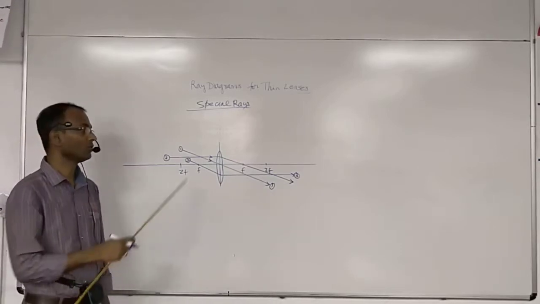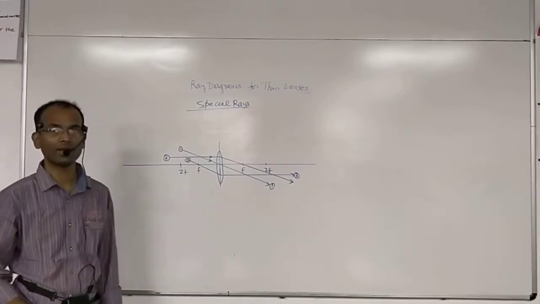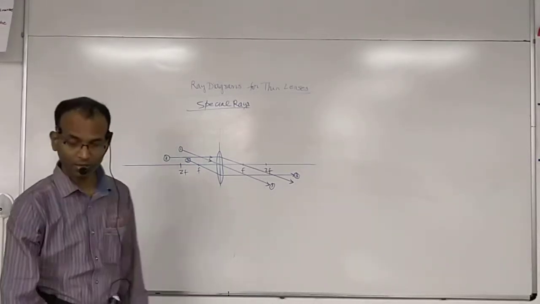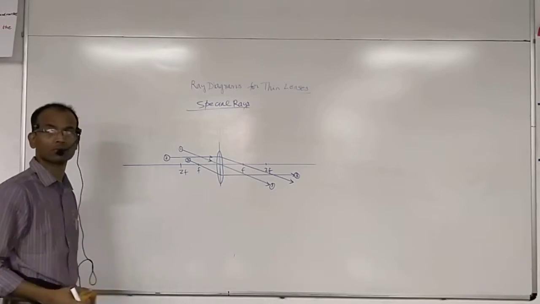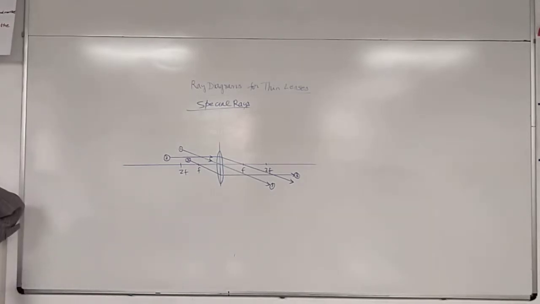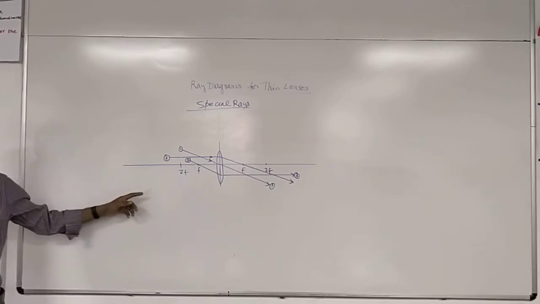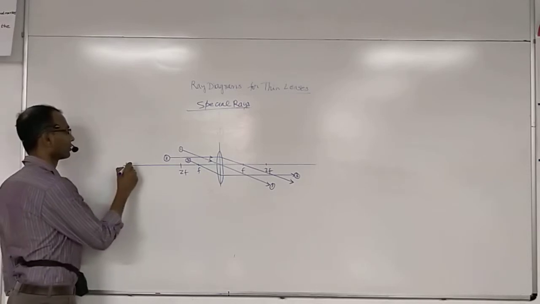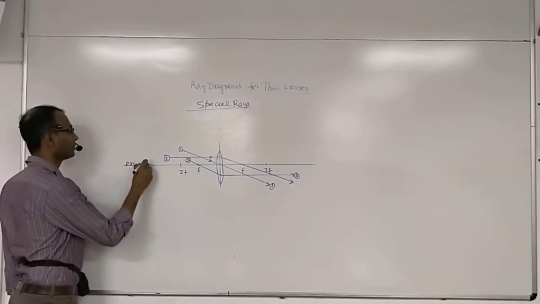Okay? So using these three special rays, we will try to figure out where the image will be formed in each case. So let's start. What is the name of that line? This is called the principal axis. Copy it fast.